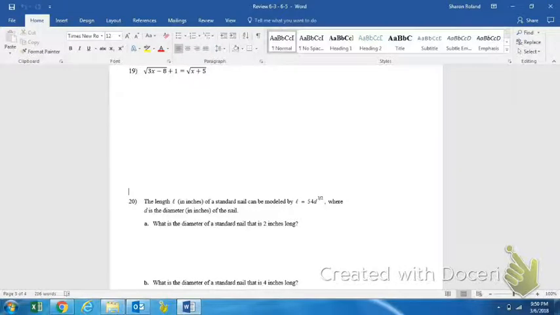Okay, this one's going to be fun. So we're going to have to square both sides. And don't forget, when we say square both sides, it's everything on one side is squared and everything on the other side is squared. So on number 19, we're going to have to do the Punnett square.